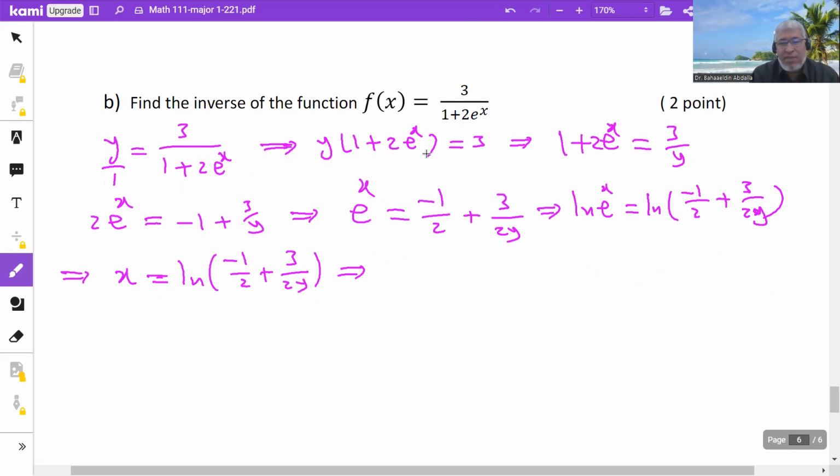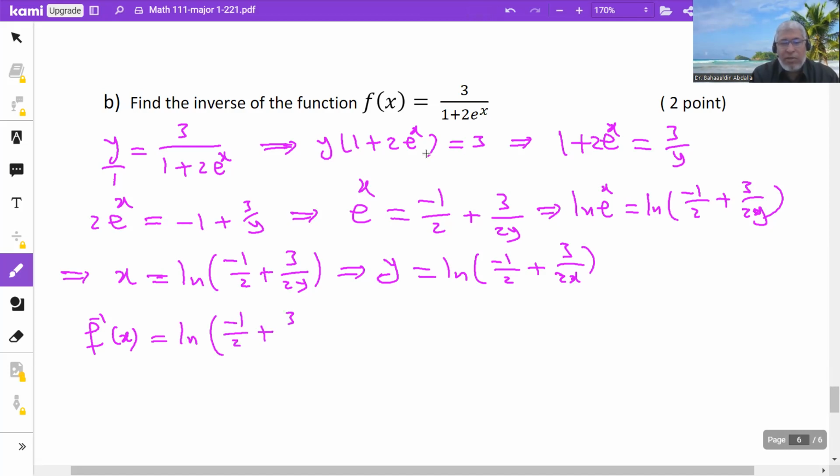The next step, interchange y and x. Replace x by y, and replace y by x. And the final step would be change y to f inverse of x. So that's the answer. f inverse of x is ln(-1/2 + 3/(2x)).